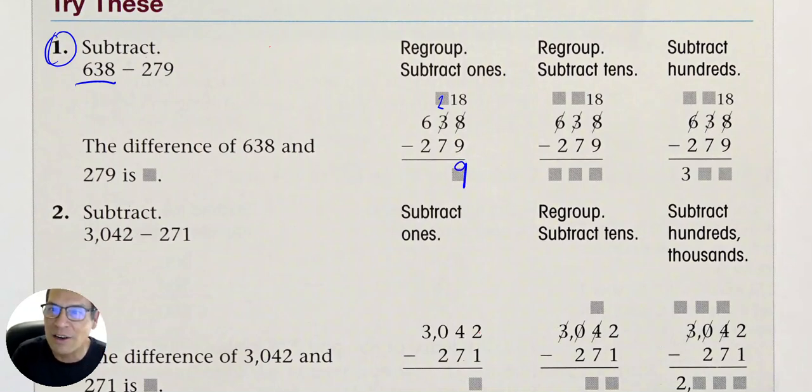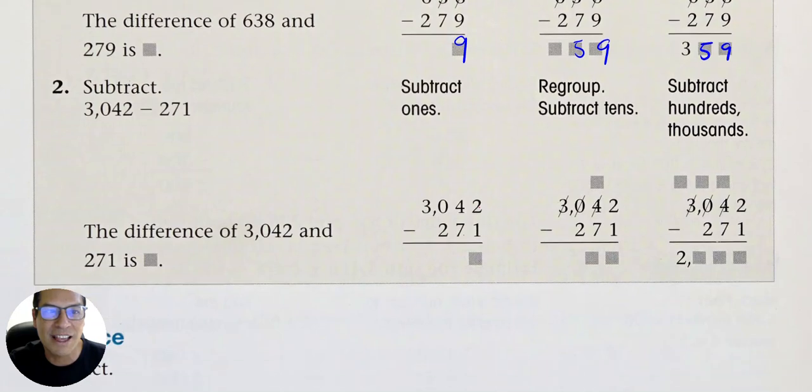Now over here, we had borrowed from that hundreds place. This becomes a 12, right? So I've got 12, so I'm going to bring my 9 there. 12 minus 7, and that gets us 5. So we had borrowed from here, right? So then we ended up with 12 minus 7, and then we end up with 5 minus 2, that gets us 3. So we end up with 359 as the difference between 638 and 279.